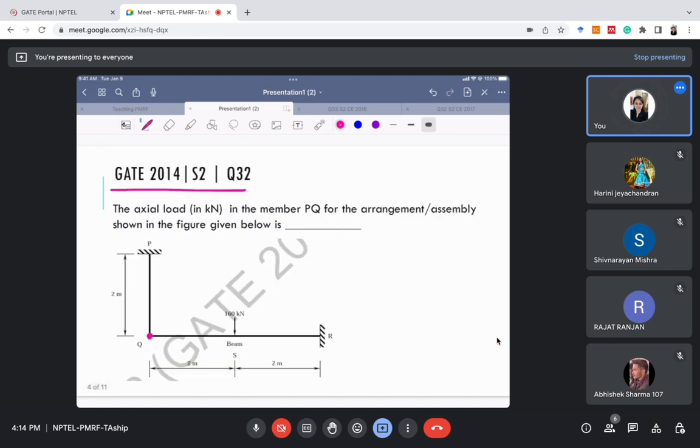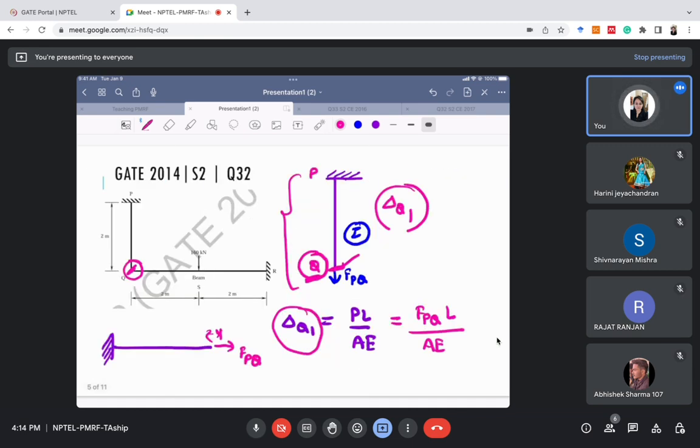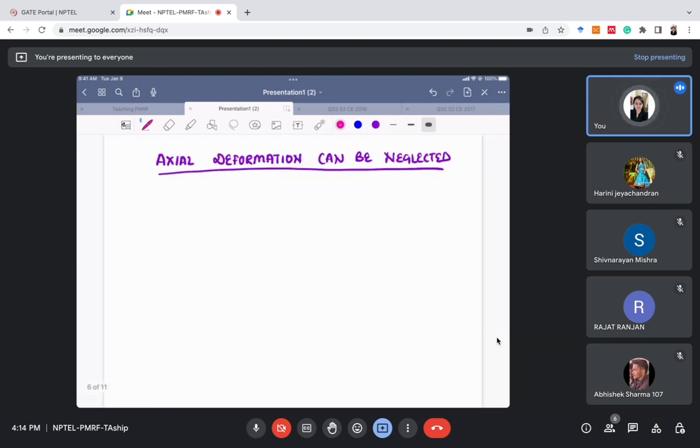of A, E, or anything, I. Neither have they given the dimension of this bar PQ so that I could calculate the value of this AE. Without all these things I cannot find the value of delta q1 here. Another thing is that whenever there are axial deformations in a structure, they are very small as compared to the flexural deformations.